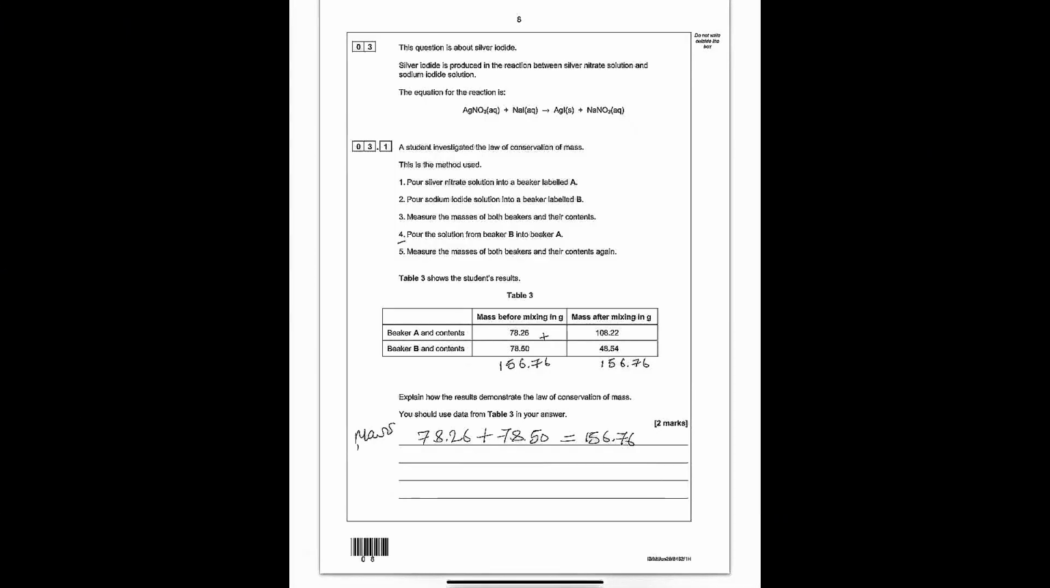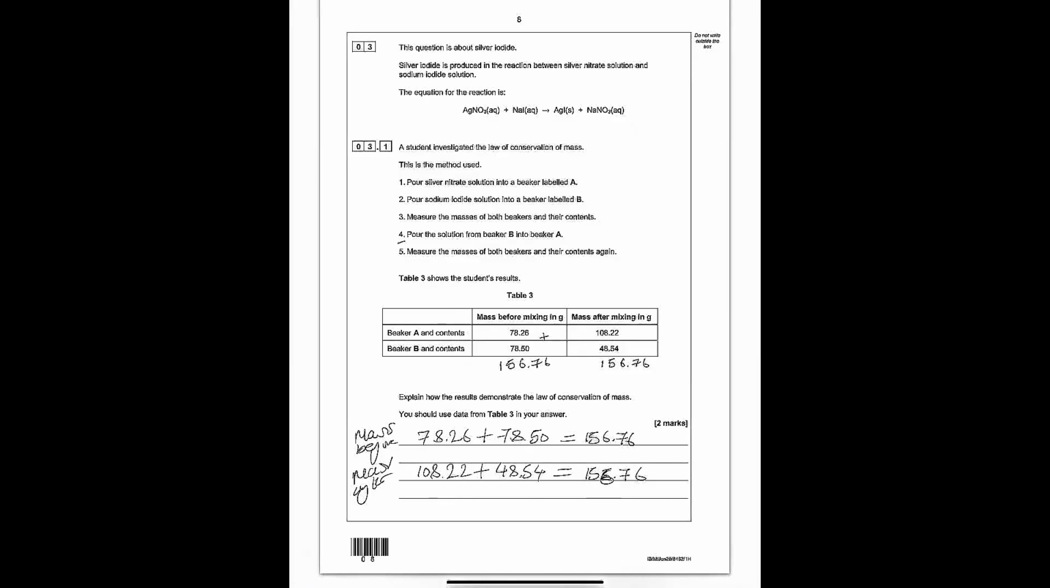And then the mass after. You just do 108.22 plus 48.54, and that's going to give you 156.76. Oh, sorry, let me just rewrite that again. Just one moment. 156.76. That's supposed to be a 6 there.